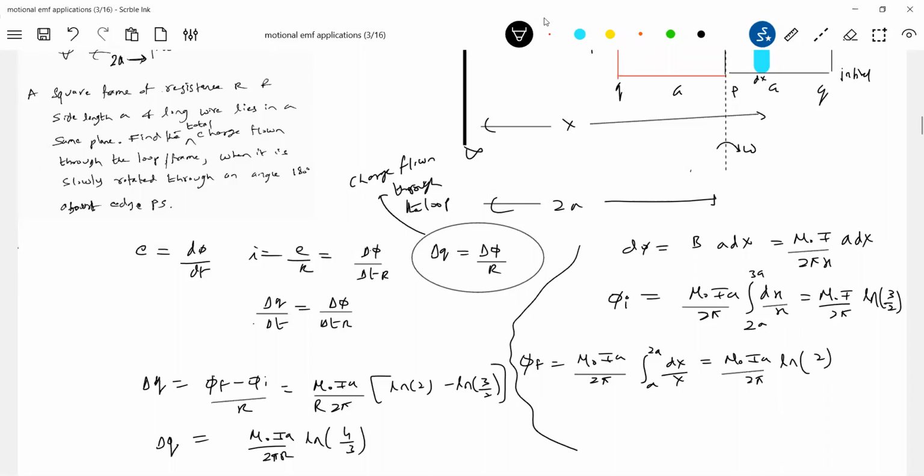Even if I rotate the loop by 90 degrees also, this is applicable. The calculation of flux all matters here. But this is a generalized formula. Please do remember, very useful for you.